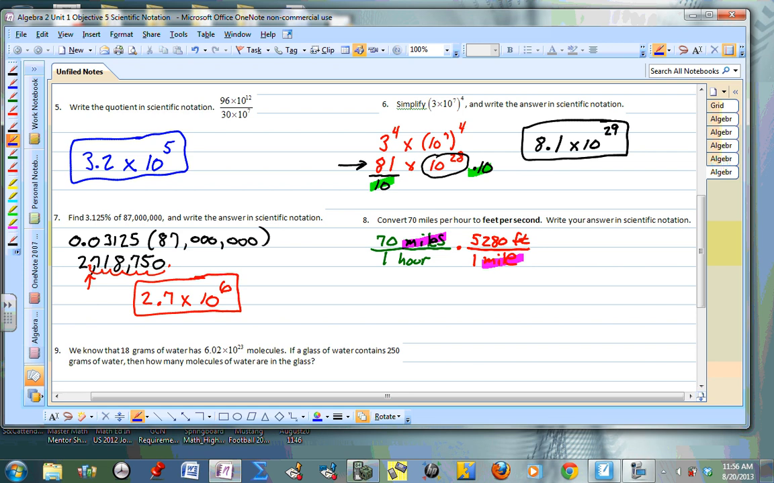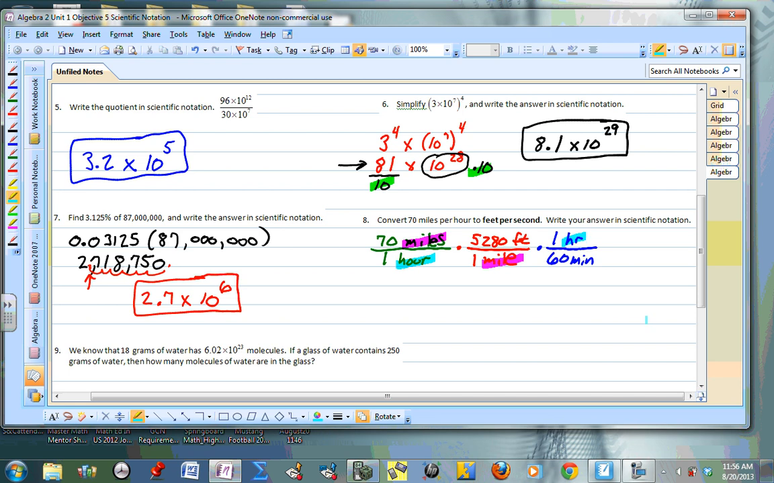Now what we need to do is convert hours to seconds. You might not remember off the top of your head how many seconds are in an hour, but you know that there's 60 minutes in 1 hour. So let's say 1 hour is 60 minutes. Now look what happens. Hours on the bottom of the fraction and hours on top of the fraction eliminate each other.